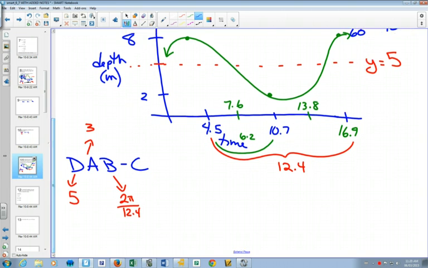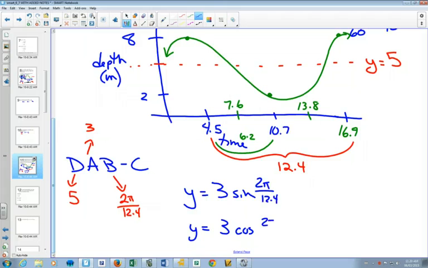So we can start writing out our equations. I'm going to leave C for now. I'm going to go y equals, y equals. They both have the same amplitude, so we can put a 3 out in front. We're going to do one for sine, one for cosine. They'll both have the same B value, which is 2 pi over 12.4. I'm going to leave the C value out, and then add 5 at the end for my D value.